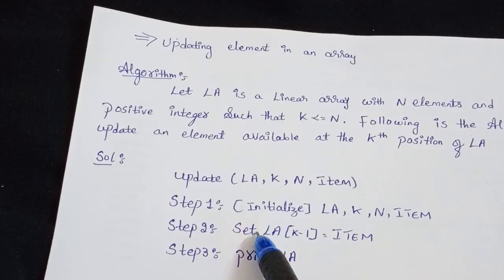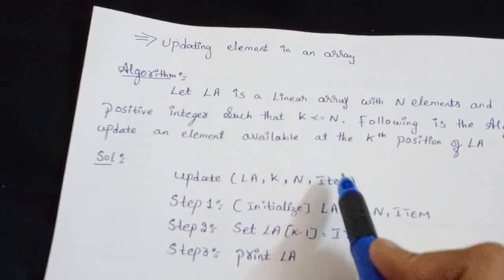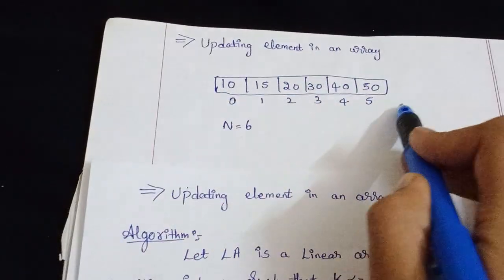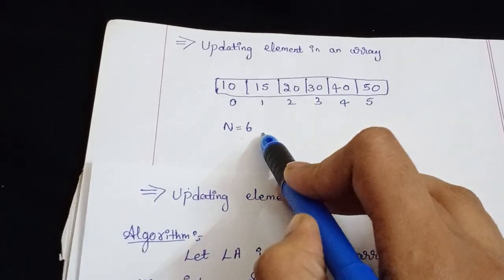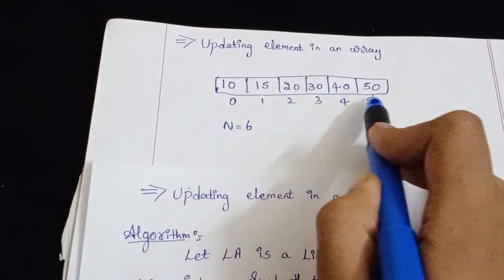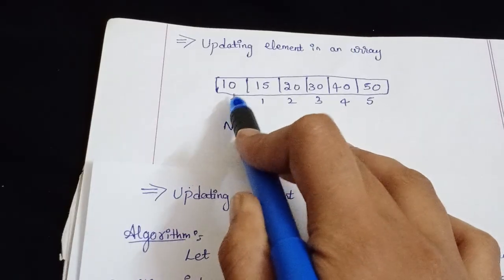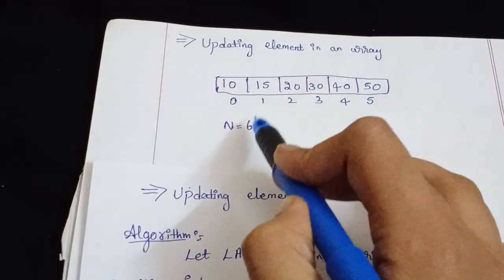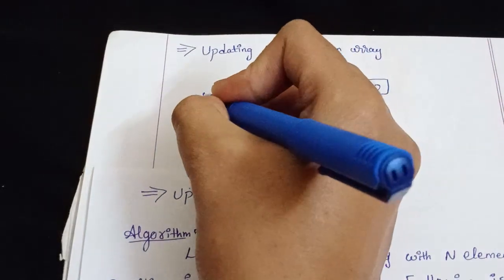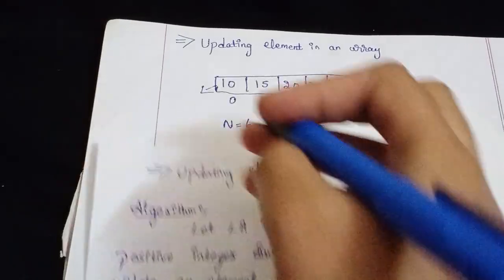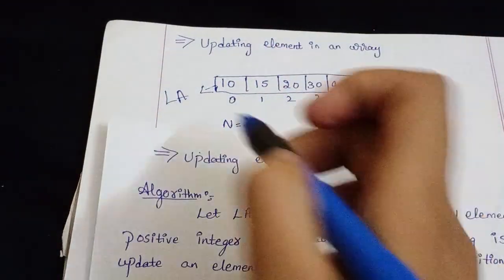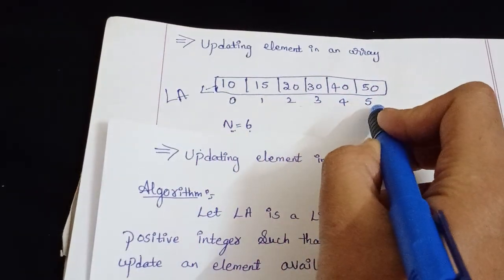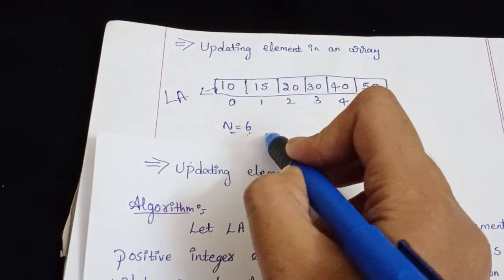Before moving to the algorithm, you need to understand some terminologies. LA is nothing but the array name. See, here we have an array consisting of how many elements? 6 elements. As the index starts with 0, the last index will be 5, but count how many there are: 1, 2, 3, 4, 5 and 6. So the array size is 6, and the array name referred to in the algorithm is LA. So we need to give the array name as LA. N is nothing but the number of elements in an array. So how many elements do we have in the array? 6 elements. So I have written n equals 6.